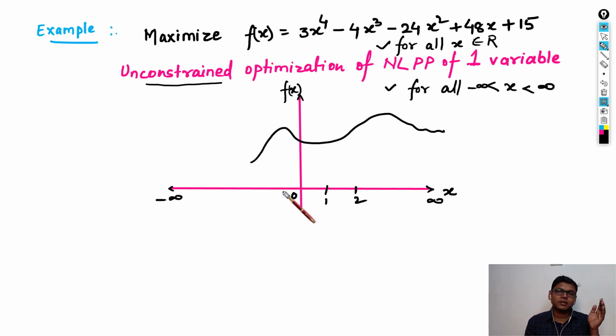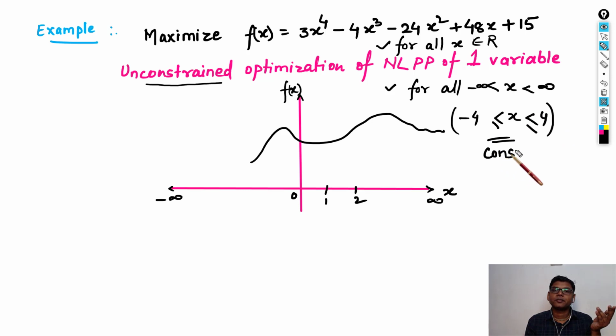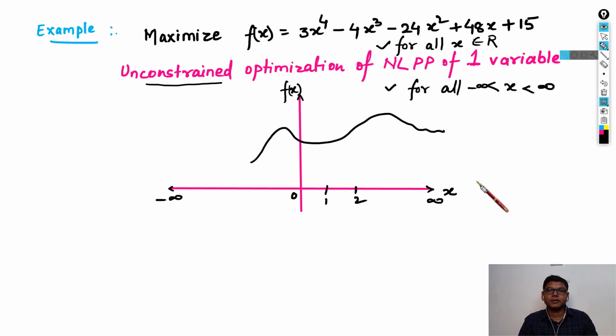Sometimes you will find in some questions it is written that x is between minus 4 and 4, something like that. So x is constrained here, it's a constraint. The restriction is there that x cannot go beyond 4 and x cannot go beyond minus 5. This will be known as a constraint. But if it is written minus infinity to infinity, then it is unconstrained. So while solving the problem, we have to decide whether it is a constrained or unconstrained problem. Now we have to solve this one.